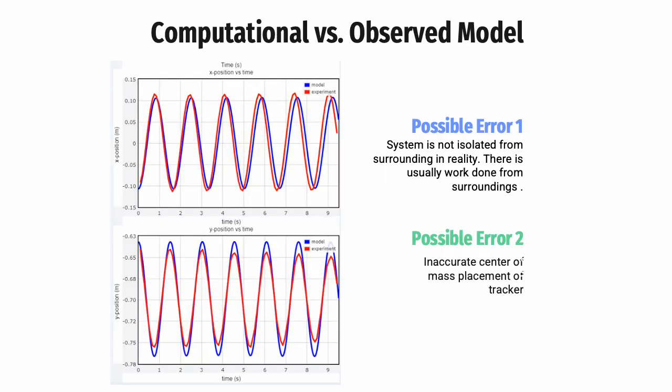So now we're going to be comparing the computational versus observed model. The two diagrams shown graphically represent the oscillating functions. In the beginning of the time, the two models overlap, but over time they start to deviate more, as you can see from the two graphs there. One of the possible errors of that deviation could be that the system is not isolated from the surroundings in reality, and there's usually work done from the surroundings. A second possible error could be the inaccurate center of mass placement of the Tracker model.